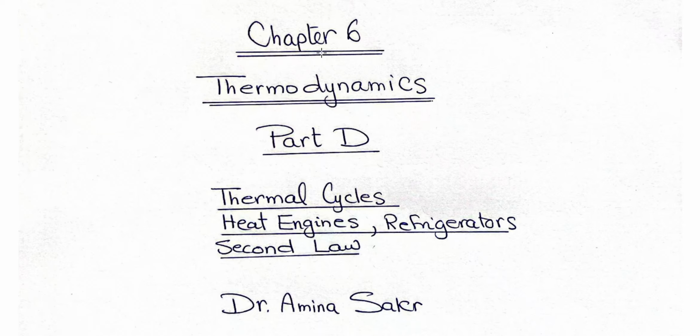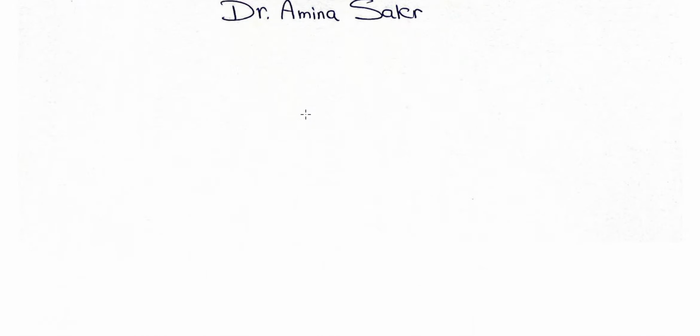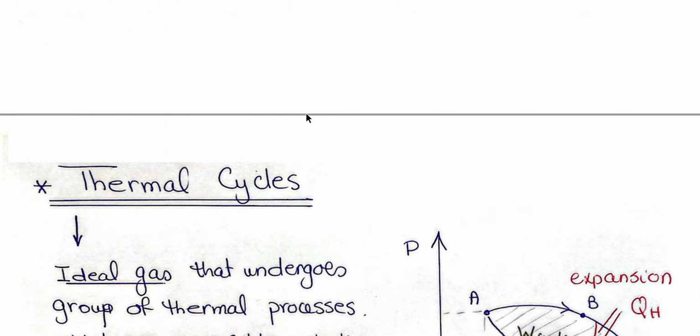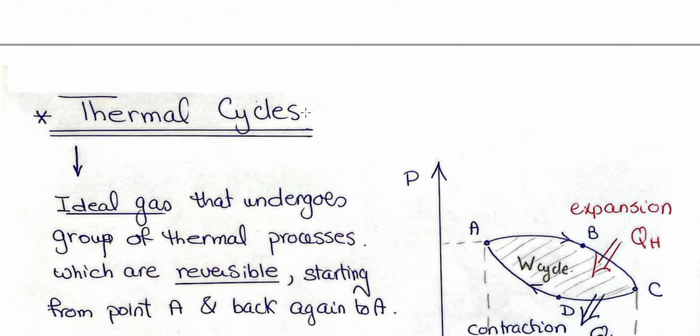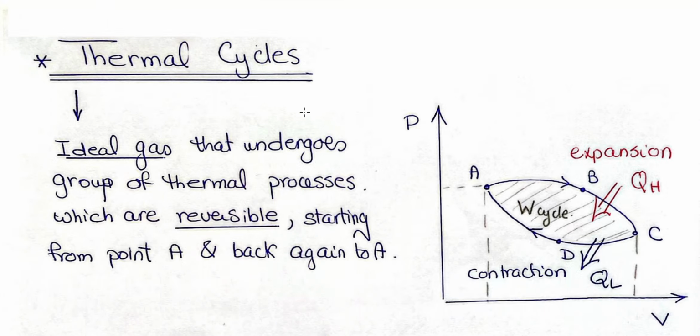Chapter 6 Thermodynamics, to be continued as Part D. In this last part, we will study the thermal cycles, the heat engines and refrigerators, and the second law of thermodynamics. After we studied the thermal processes, we define the thermal cycle as a group of thermal processes which the gas undergoes and returns back to the same initial point.